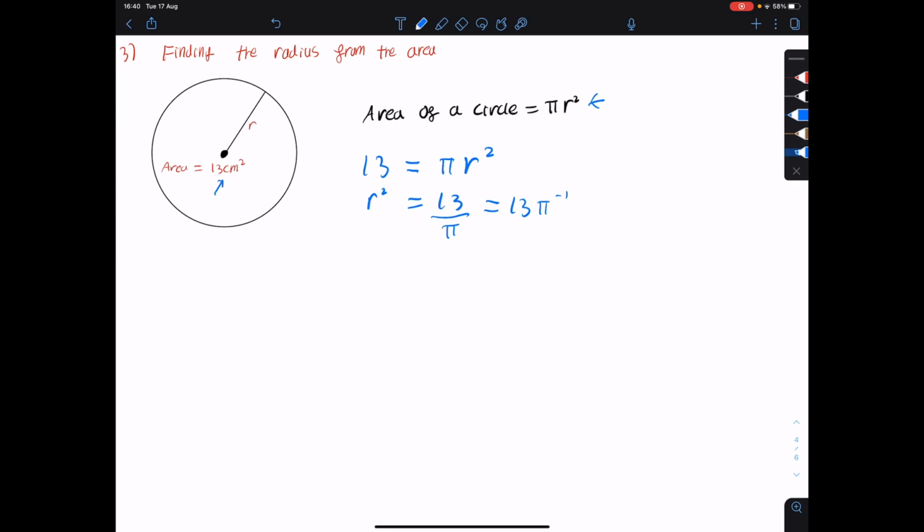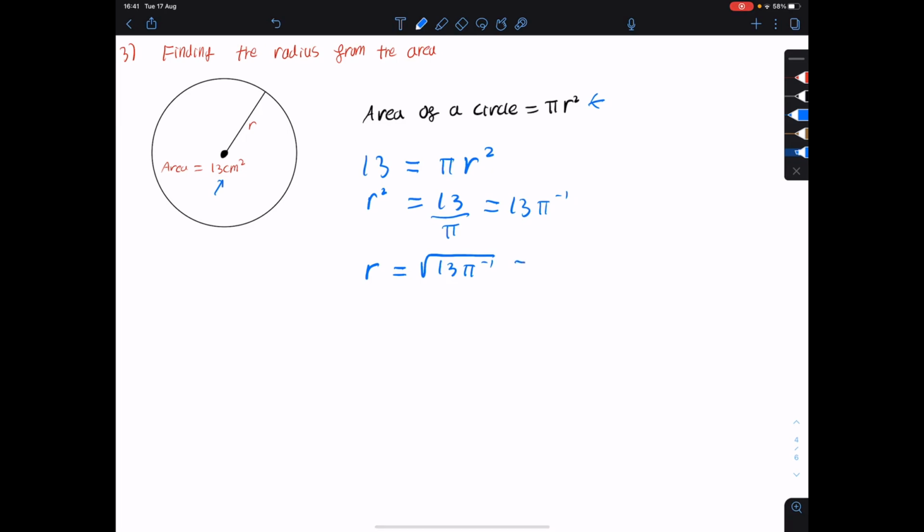Okay, so if we just keep this in exact form, that just means keeping the pi and not converting the pi to 3.14 or something like that. We can find that if we square root both sides, we get r is equal to the square root of 13 pi to the negative 1. So we have calculated our radius using the area of the circle.